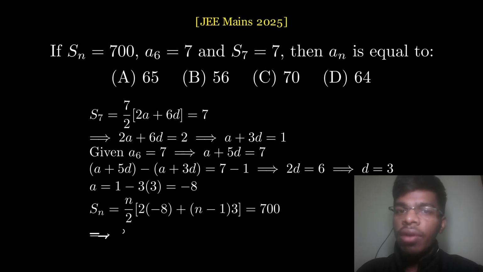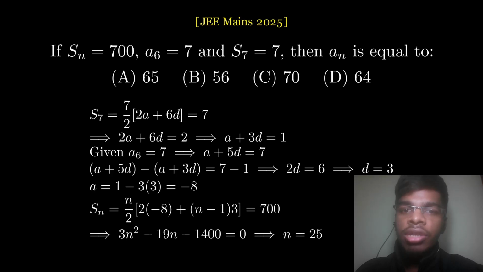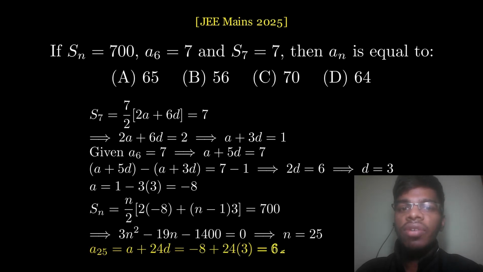Now we have a and we have d. We want to find the nth term. What's the next step? Well, we need to find n, the number of terms, right? So for that, we can use the information that the sum of first n terms is equal to 700. Just utilize it in the formula and you will get a quadratic equation like this. Now once you factor this out, you will get that n is equal to 25, right? So now just apply the formula and get the nth term, which is the 25th term. Now once you apply the formula, you will get that the 25th term is equal to 64, and the correct option is 64, which is the D option.